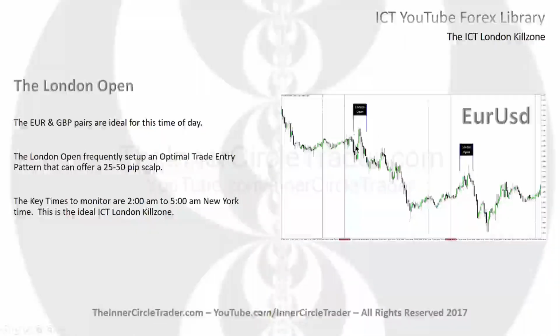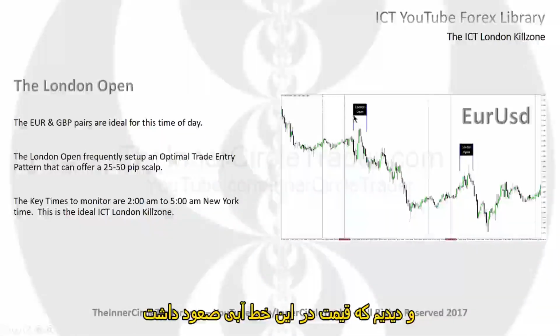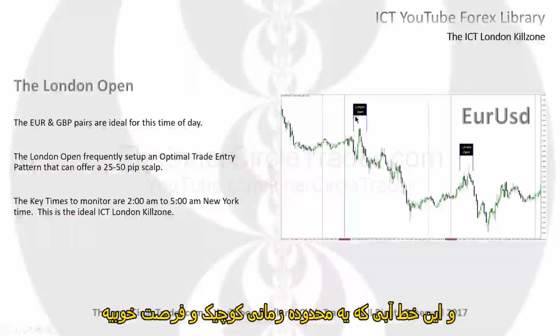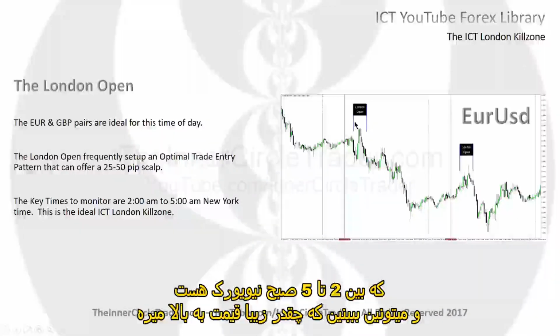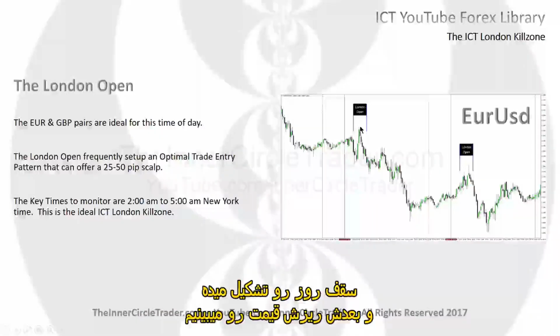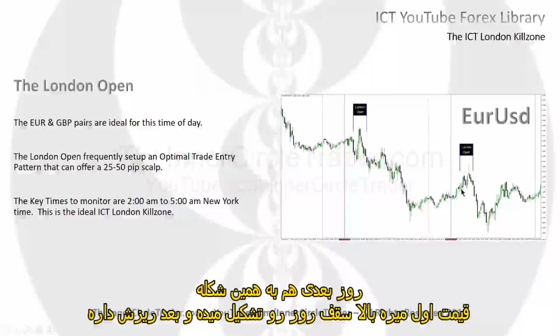So here we see price trading up to, and this little blue line segment is just delineating that little pocket of time, that window of opportunity between 2 o'clock in the morning and 5 a.m. New York time. You can see how beautifully it goes up, trades, makes the high of the day, and then trades aggressively lower. Same thing here on this day. It trades up, spikes up, creates the high of the day, and then sells off.